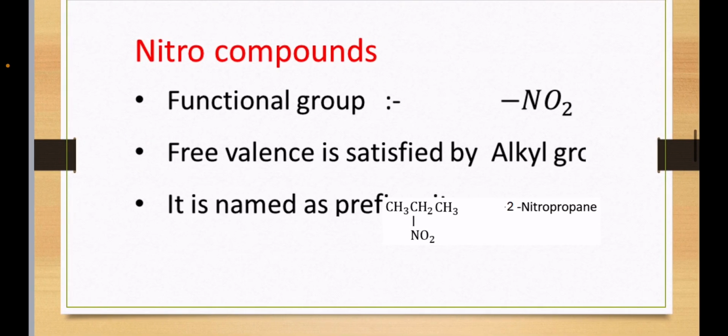Now nitro compound is NO2, the free valency is satisfied by the alkyl group. Now we give the number to the carbon to which NO2 is attached. So in this example you can name it as propane, but at second carbon NO2 is attached, so it is 2-nitropropane.